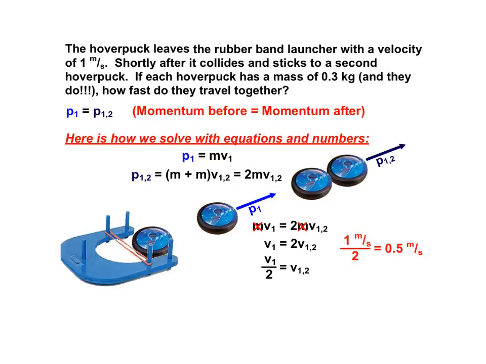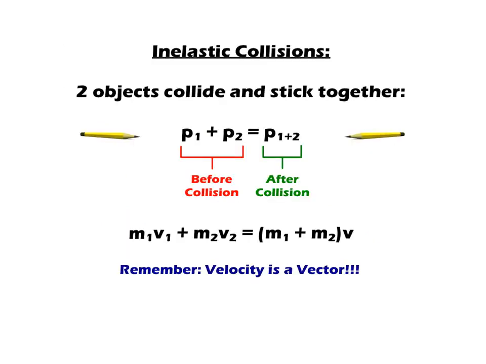Since the hover puck initially was moving at 1 meter per second, and then the combination would be half of that, it's just 0.5 meters per second is your answer as the final velocity. So typically, the hardest part of this chapter is identifying which type of collision is actually happening. If you do that incorrectly, you're going to be completely lost trying to solve for any of the variables like mass or velocity after you set up your equation.